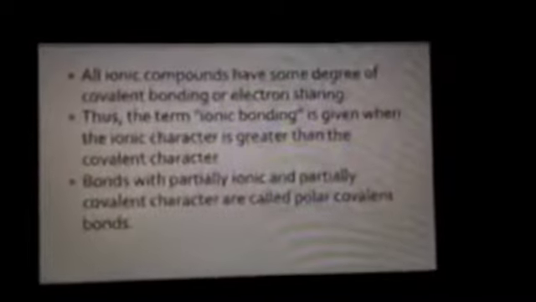All ionic compounds have some degree of covalent bonding or electron sharing. Thus, the term ionic bonding is given when the ionic character is greater than the covalent character. Bonds with partially ionic or partially covalent character are called polar covalent bonds.